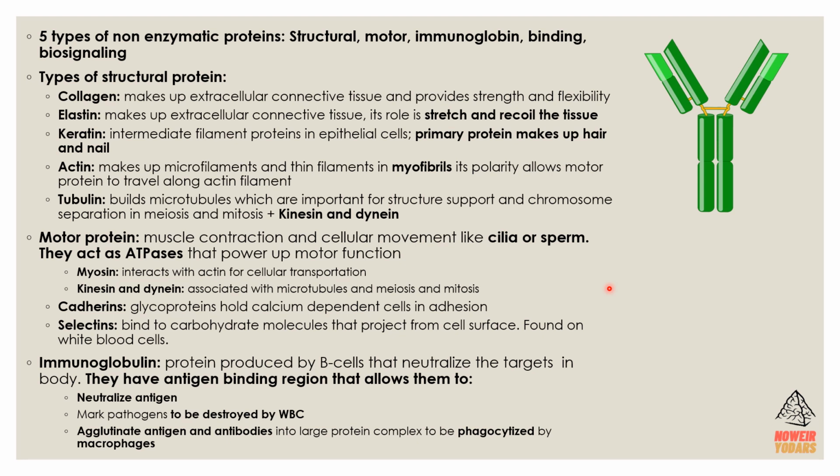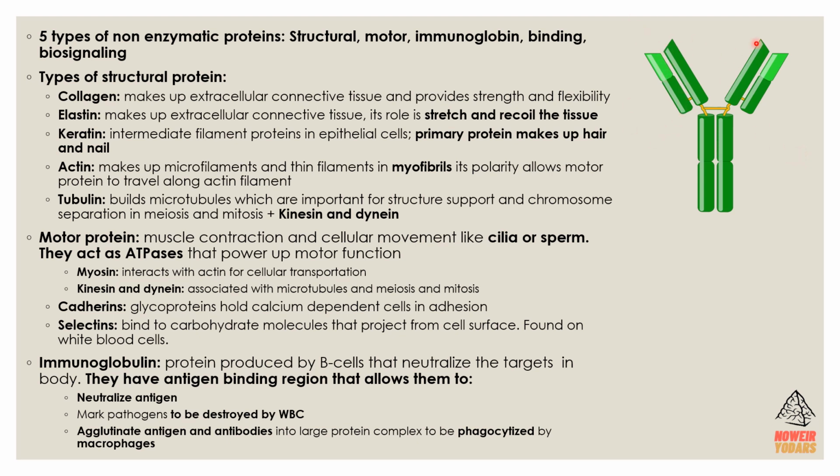So immunoglobulins, humoral immunity, are proteins produced by B cells that neutralize the targets in the body. They have the antigen binding region that allows them to neutralize the antigen and mark the pathogens to be destroyed by white blood cells. So that's an immunoglobulin structure, a basic one. So produced by B cells to neutralize the target.